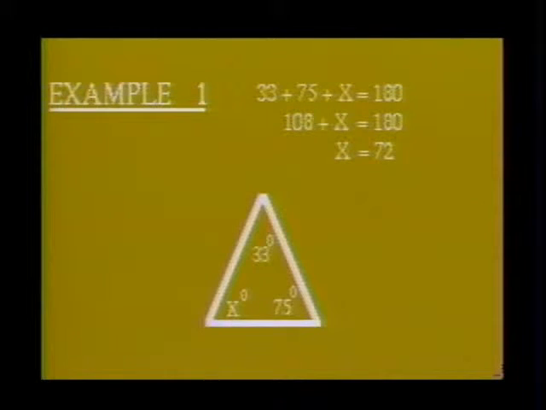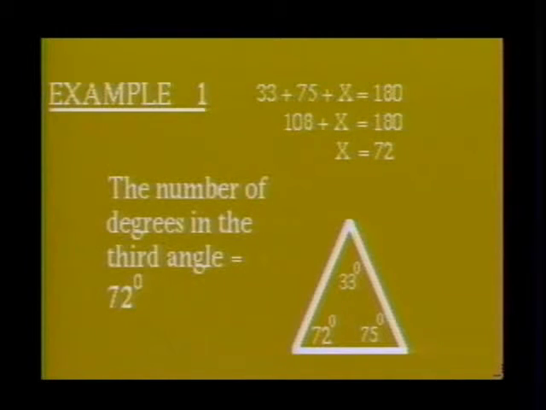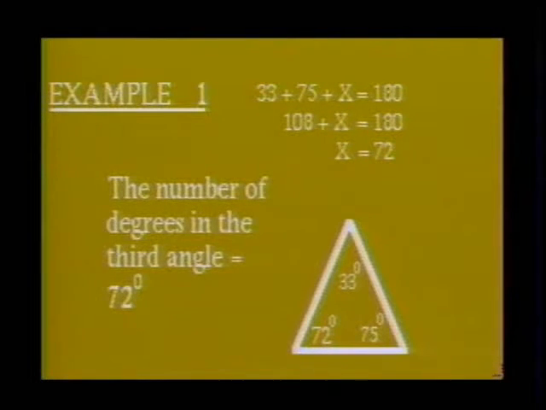Now let us work through some examples. Example 1. Given the number of degrees in angle A to be 33 and the number of degrees in angle B to be 75, find the number of degrees in the third angle of the triangle. Begin by letting x equal the number of degrees in the third angle.